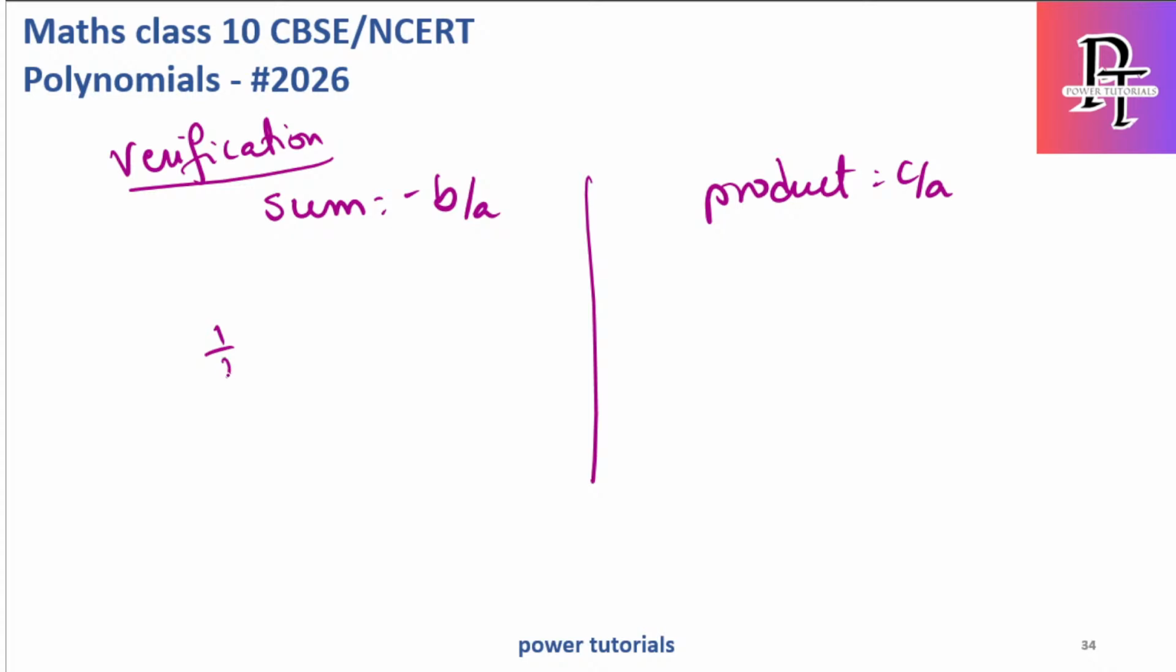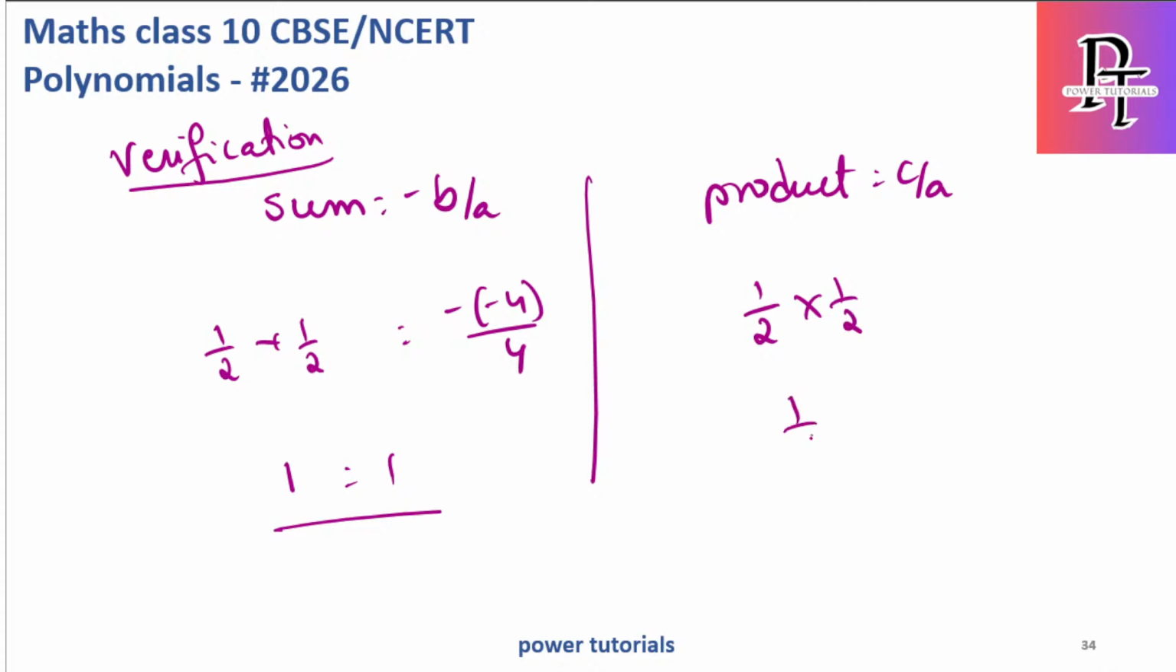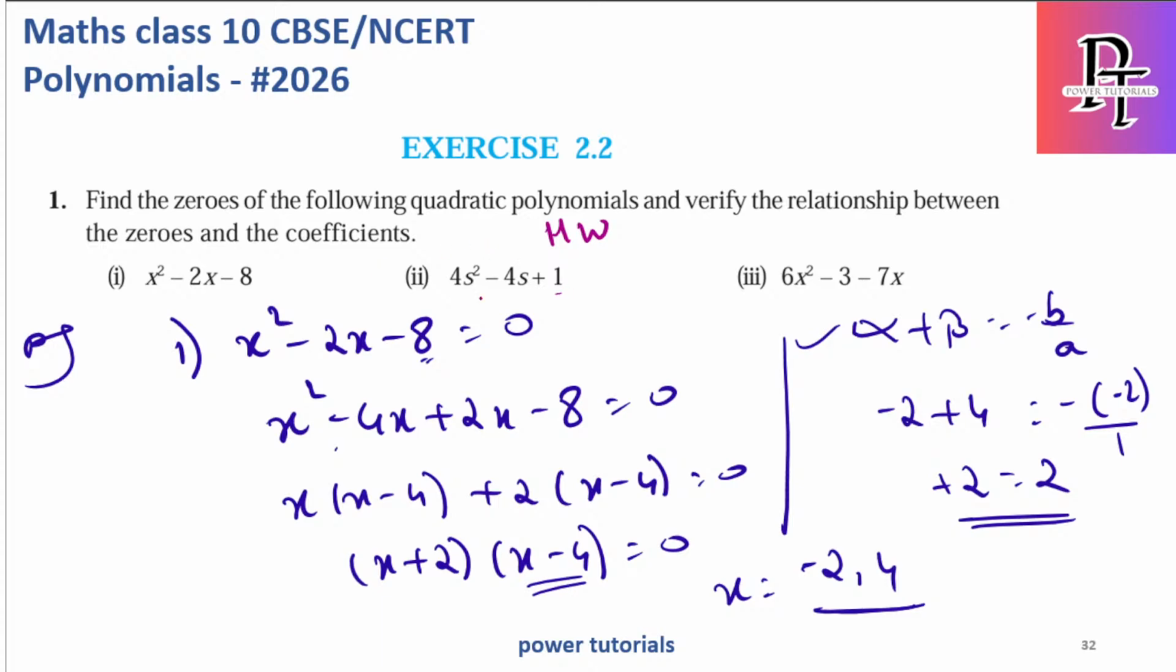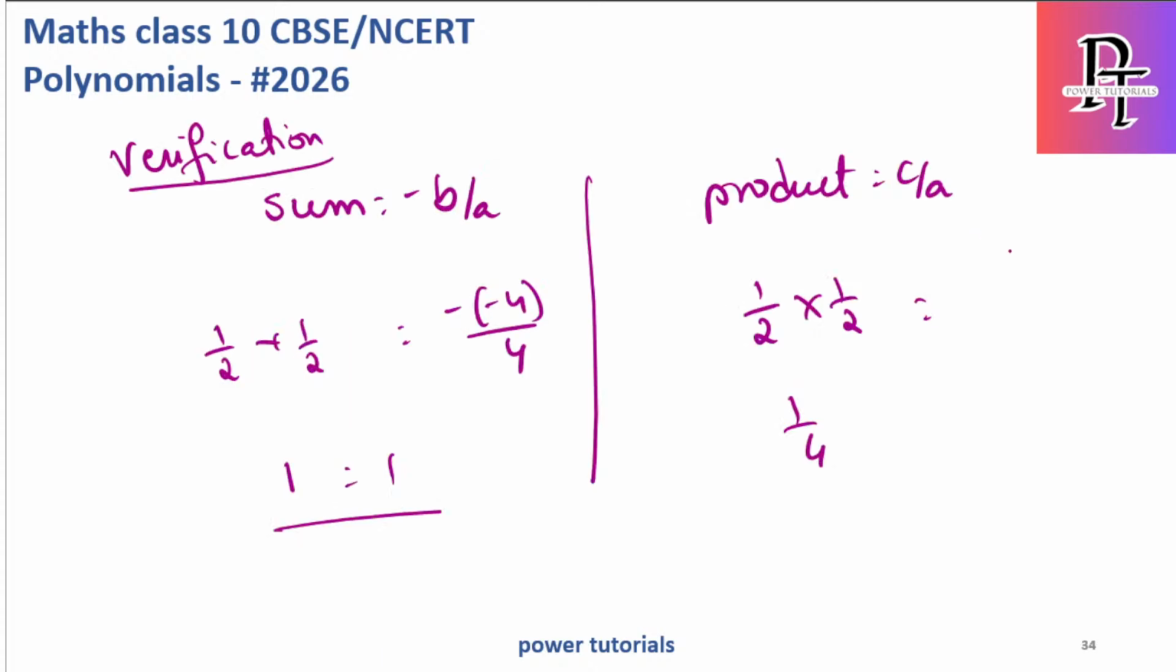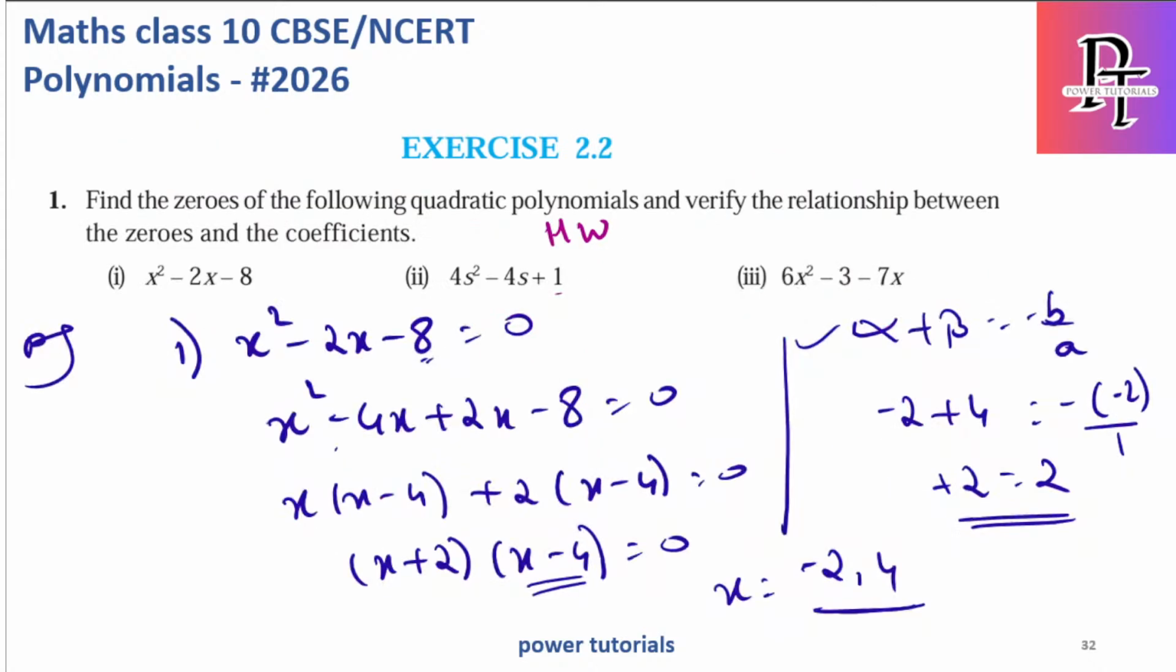Sum means 1 by 2 plus 1 by 2, which is 1. What is the relation? Minus into minus 4 by 4, which is also 1. Hence verified. Product: 1 by 2 into 1 by 2, which is 1 by 4. What is c? The c value is 1, and the a value is 4. So that is also correct, which is 1 by 4. We need to verify both: the sum should be minus b by a and the product should be c by a. So in this way this homework question is done.